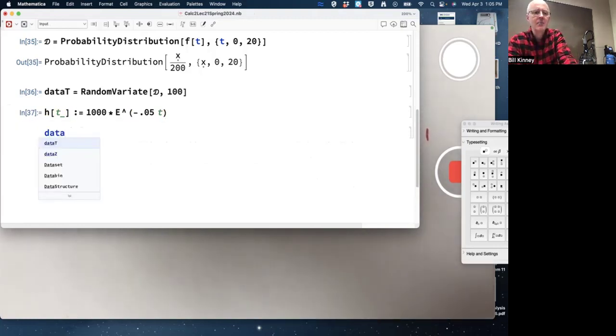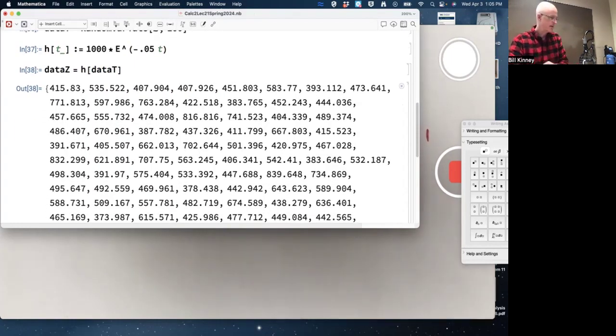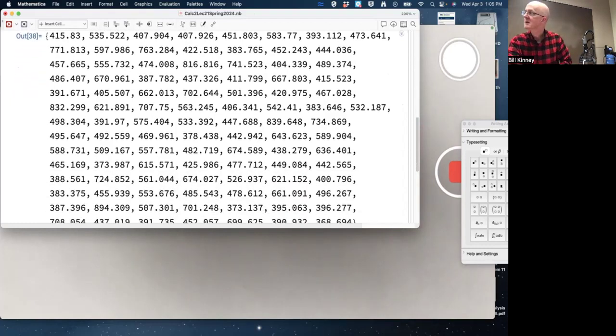I believe if I apply this function to data, t, I'll get a corresponding simulated present value data set. Yep, a bunch of numbers, all bigger than 368 and all less than 1,000. And yeah, more low numbers than high numbers.